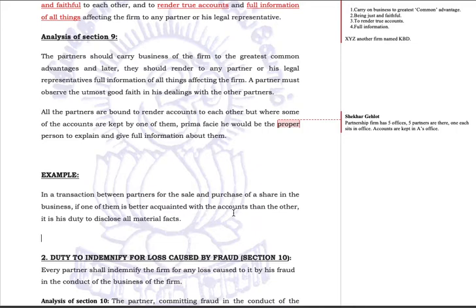He should inform the other partner that you are valuing it higher than the market. The market value of this is 80 lakh and I have knowledge of this. So this is utmost good faith we are talking about between the partners, which they have to observe.